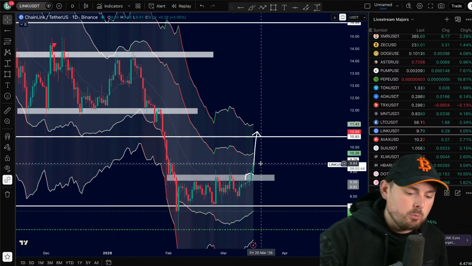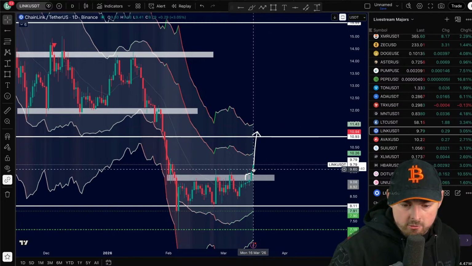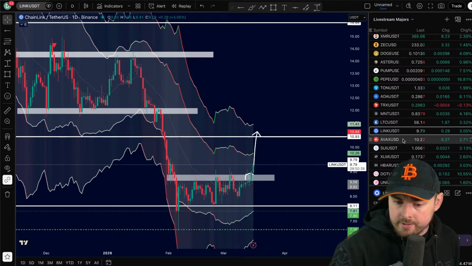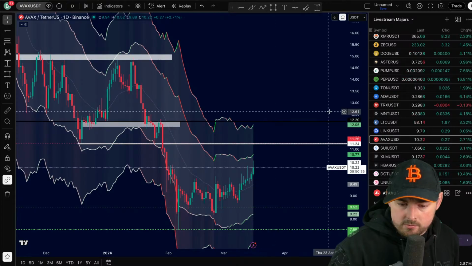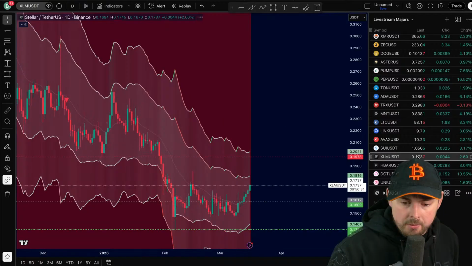There's the analysis from last week on Link. Get above the grey area and then start shooting upwards. We're above the grey area, started shooting upwards very nicely. AVAX. So there are some things following it nicely, but also some things yet to get going.